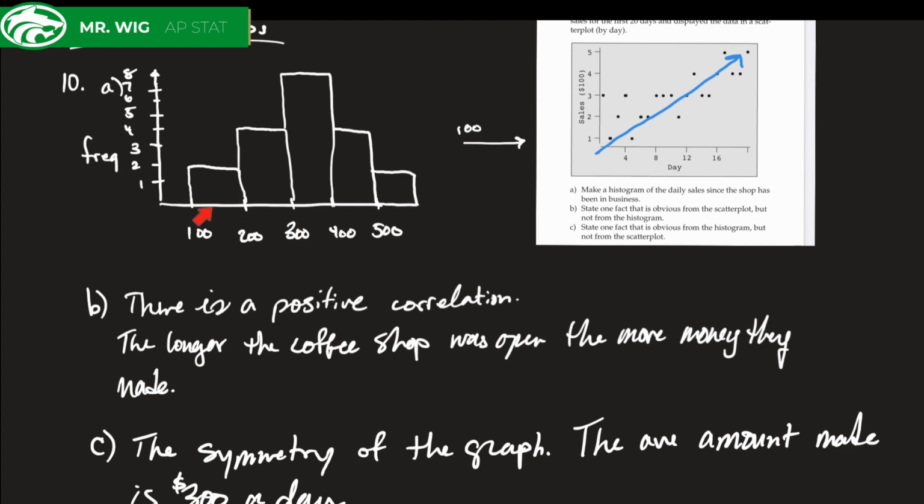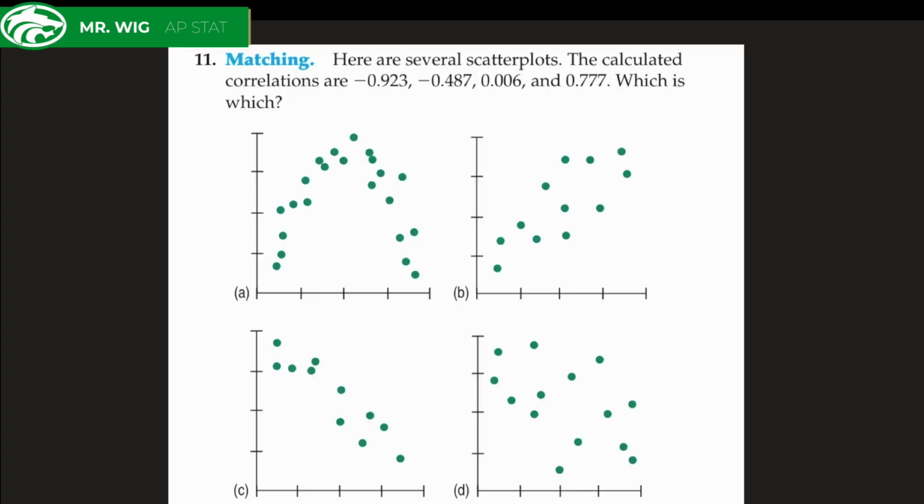And I know that this is 100, 200, 300, right? So for symmetric graphs, the mean and the median are going to be the same value, which in this case is $300. For number 11, this needs discussion. It's not really any work to do.